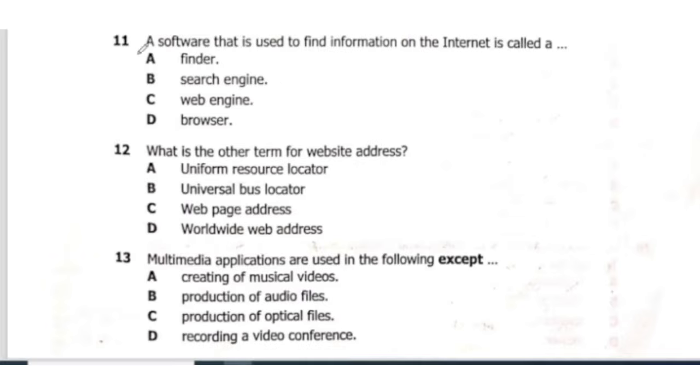Okay, question number 11: a software that is used to find information on the internet is called a... A, finder, no. B, search engine, nope. C, web engine, no. The correct answer is web browser.